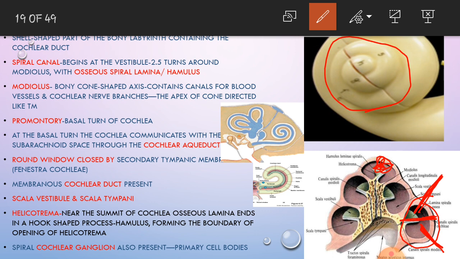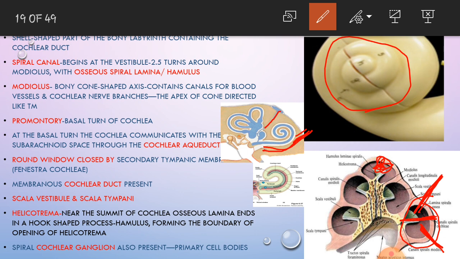As you can see in this small diagram, I told you that this is the vestibular aqueduct and this is the cochlear aqueduct. Both of these open into the subarachnoid space, the vestibular aqueduct as well as the cochlear aqueduct. Now the round window has been closed by the secondary tympanic membrane. We already talked about it.